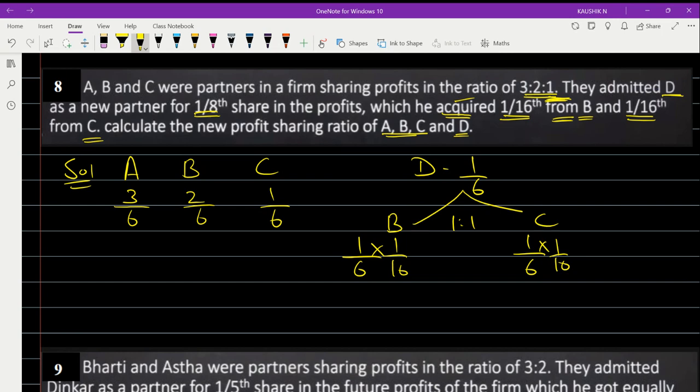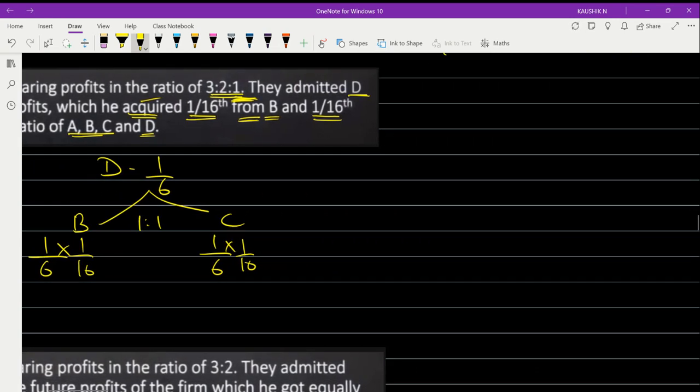So let me just complete it over here. For A, it will be the old share 3 by 6 minus 0. That means A has not gone for any sacrifice, so A's share will be the same as 3 by 6. But since the LCM comes to 48, the numerator and denominator should be multiplied by 8. So 8 threes are 24 by 48.